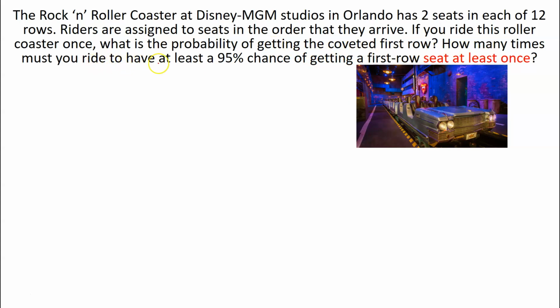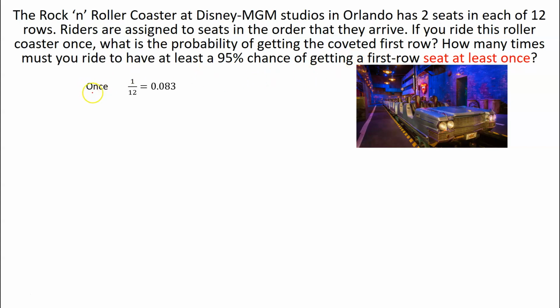And this is a second question: how many times would you have to ride to have at least a 95% chance that you got that at least once? Okay, so I kept coming back over and over and over again. How many times would I have to come back to give me a 95% chance that I got to sit there at least once? And I'm going to show you a different way of solving that second part there.